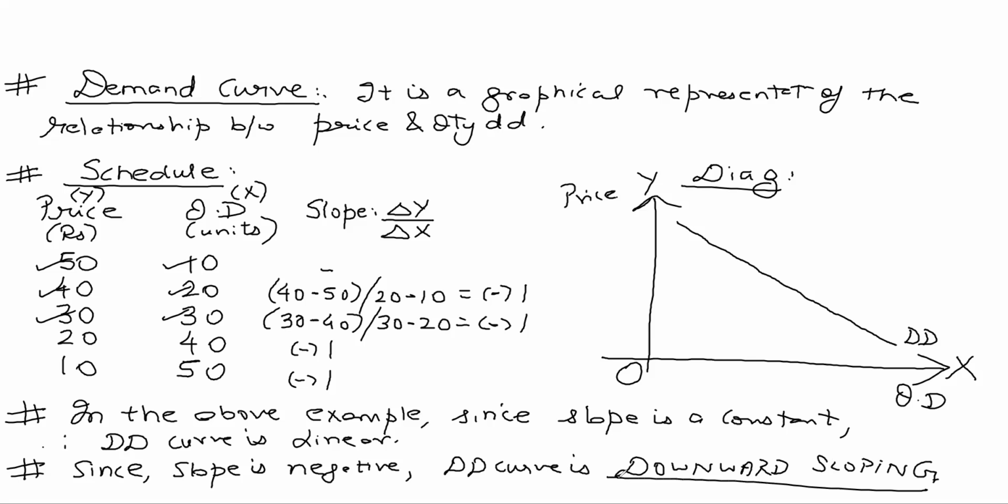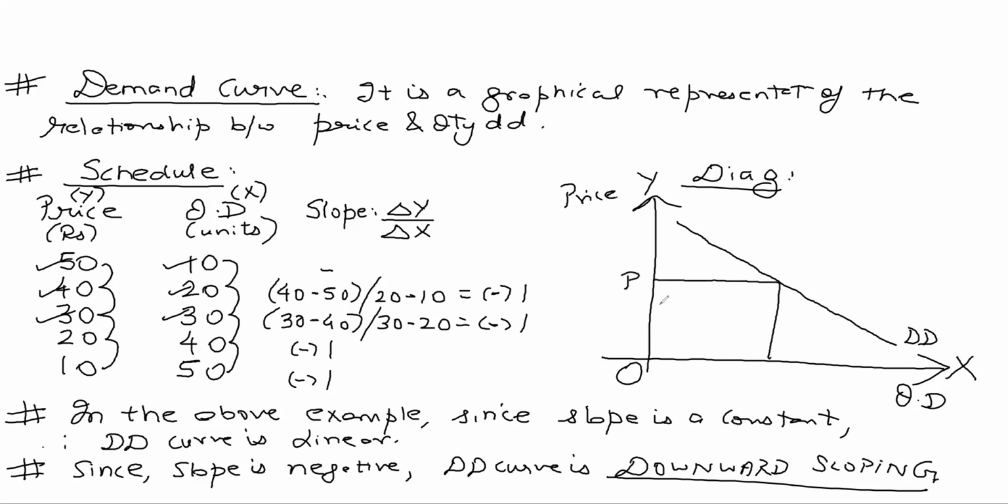But let me inform you all, demand curve may not always be linear. Demand curve can be a smooth downward sloping curve also. The reason I have drawn a linear demand curve is because in the example we have taken, for every 10 rupees fall in price, demand is going up by exactly 10 units. So we find the slope is coming out to be -1 every time. Now minus denotes the fact that demand curve is downward sloping.